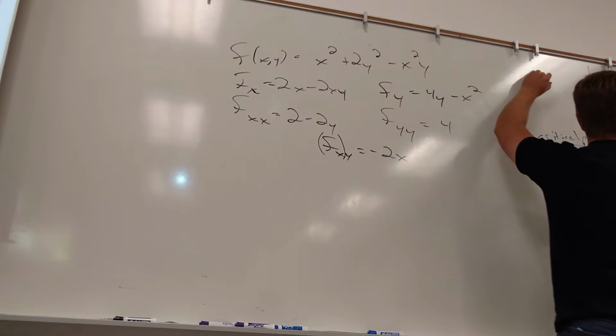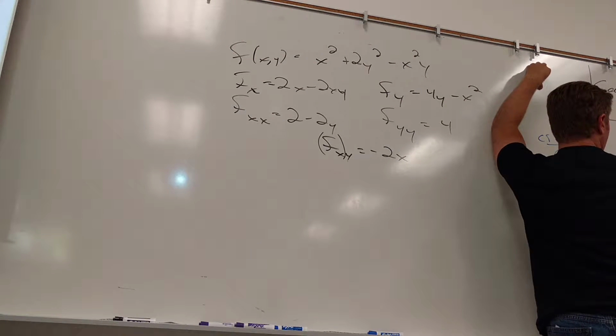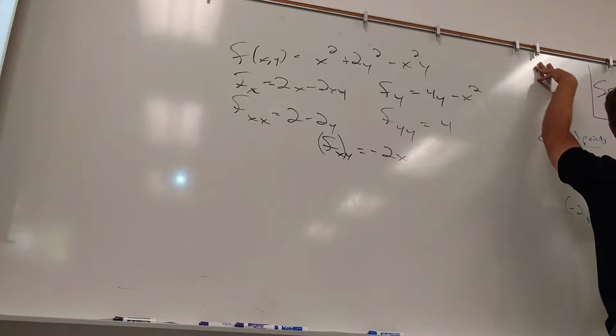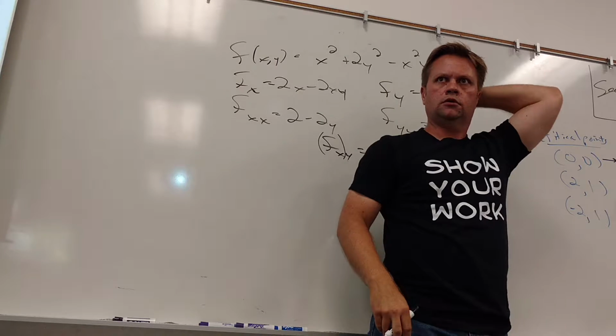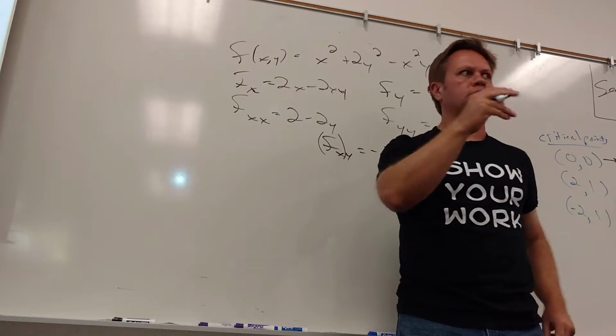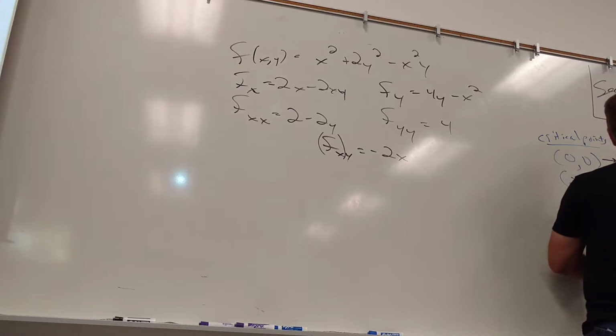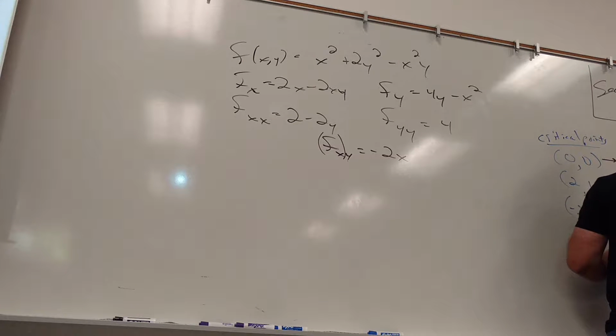So then D would be 8. D is going to be 2 times 4 minus 0 squared, so 8. Greater than 0. And fxx was greater than 0. Therefore, what's true at that point? Minimum. Minimum at 0, 0.